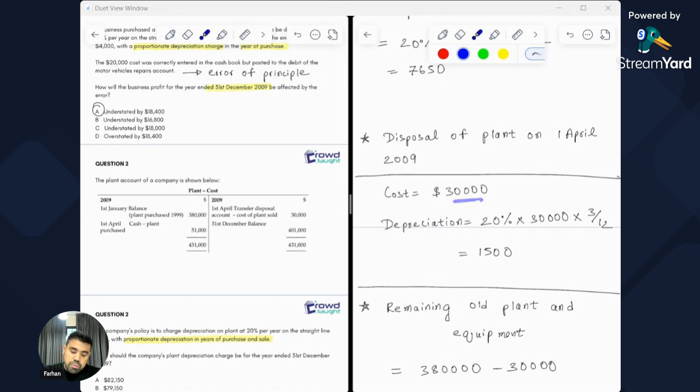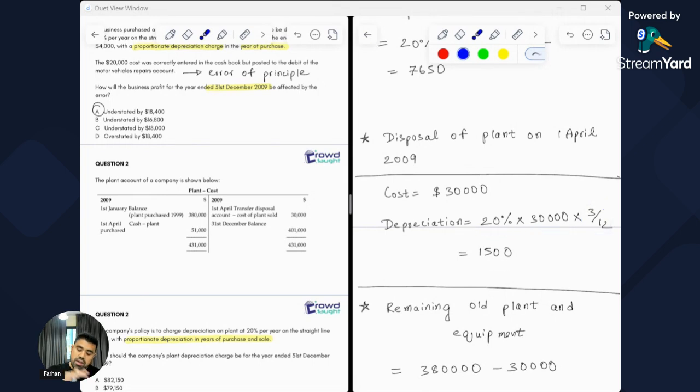Okay? So the depreciation in this case is calculated as taking the percentage, which is 20, multiplying with the original cost of 30,000, and then multiplying with 3 over 12, which is the proportionate depreciation charge for the 3 months that this plant was used in the year 2009, which are the months of January, February, and March. All right. So the depreciation for this plant that we have sold is $1,500.